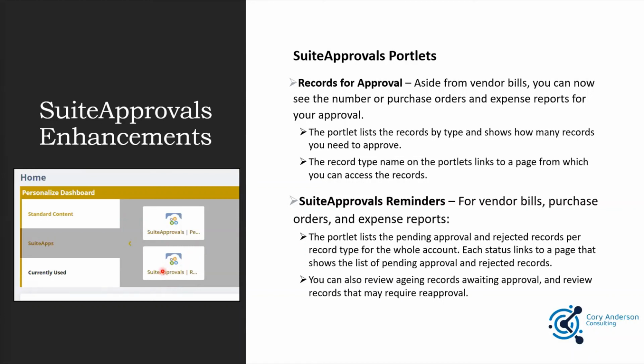And then there's the Suite Approvals reminder, specifically for vendor bills, purchase orders, and expense reports. This portlet lists the pending approval and rejected records per record type for the whole account. Each status links to a page that shows the list of pending approval and rejected records. You can also review aging records awaiting approval and review records that may require reapproval.